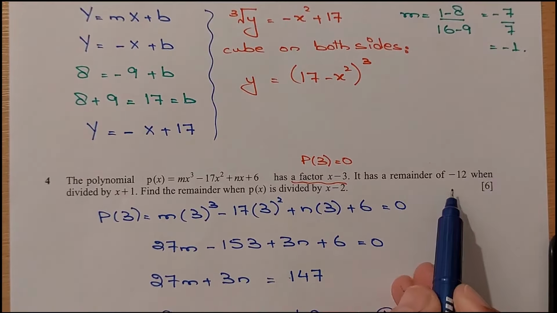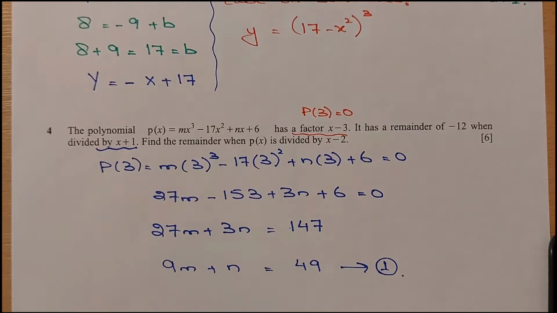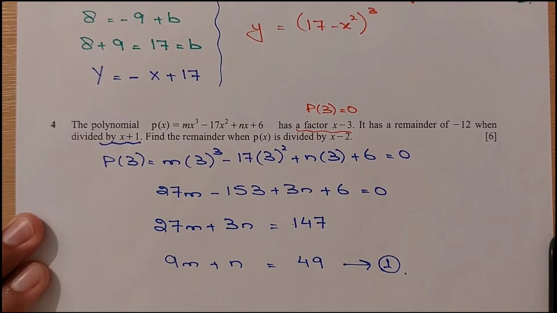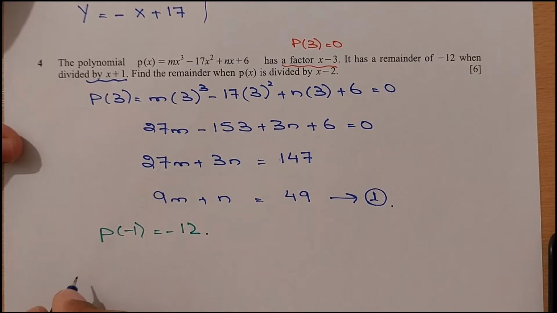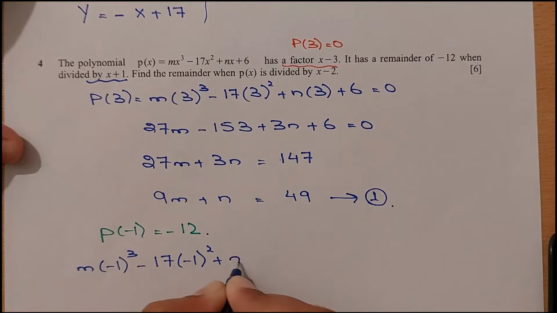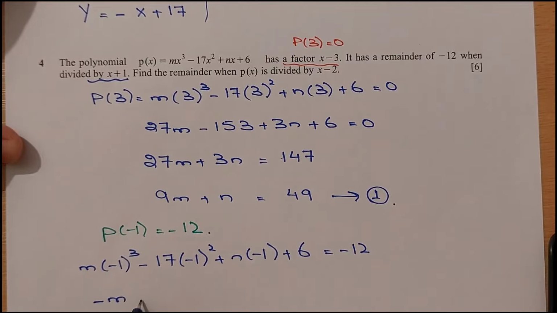Okay, it has a remainder of negative 12 when divided by x plus 1. So that means x equals minus 1. So p of minus 1 is equal to minus 12. Right, p of minus 1 equals minus 12. So let me find p of minus 1. So m times minus 1 cube, minus 17 times minus 1 square, plus n times minus 1, plus 6 equals minus 12. So that is minus m minus 17 minus n plus 6 equals minus 12.